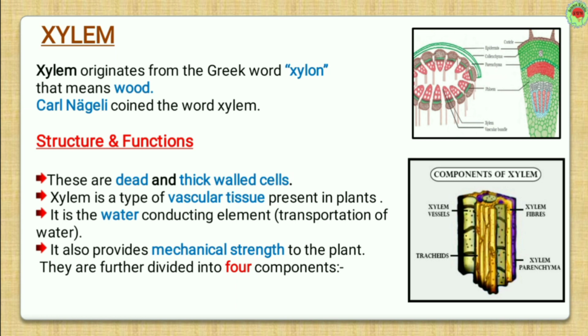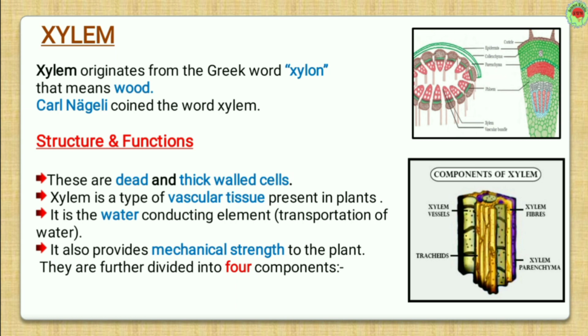Now let's see the structure and function of xylem. These are dead and thick walled cells. These are made up of dead cells, with thick walls made up of lignin. Now xylem is a type of vascular tissue that is present in plants only, and it is a water conducting tissue which transfers water from root to tips. So its main function is the transportation of water. It also provides mechanical strength, rigidity and stiffness to the plant. So it is dead in nature.